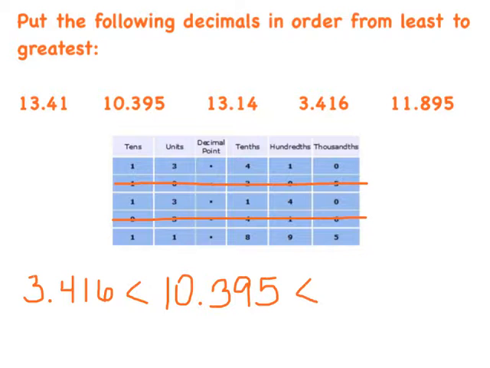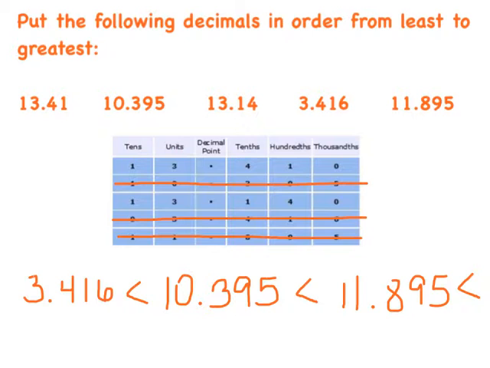Alright, so now I'm staying in this column because I still have a 3, a 3, and a 1. They're not all the same. And I know that 1 is smaller. So my 11 and 895 thousandths is going to be next. So I'm going to write 11 and 895 thousandths. And that's going to be smaller than.